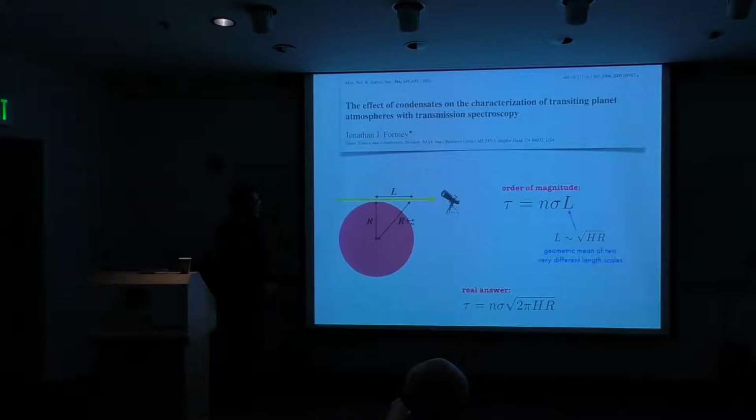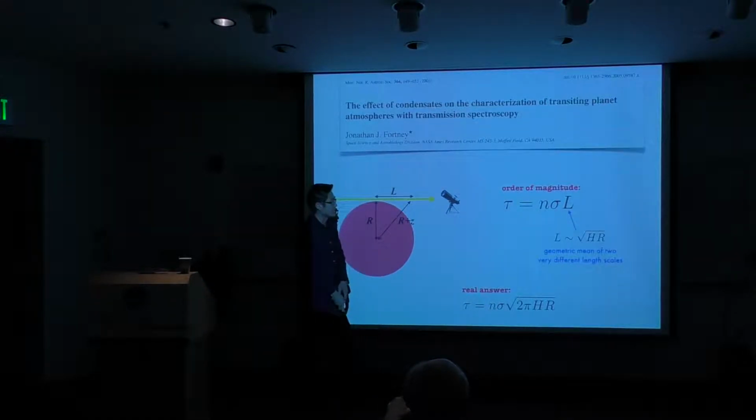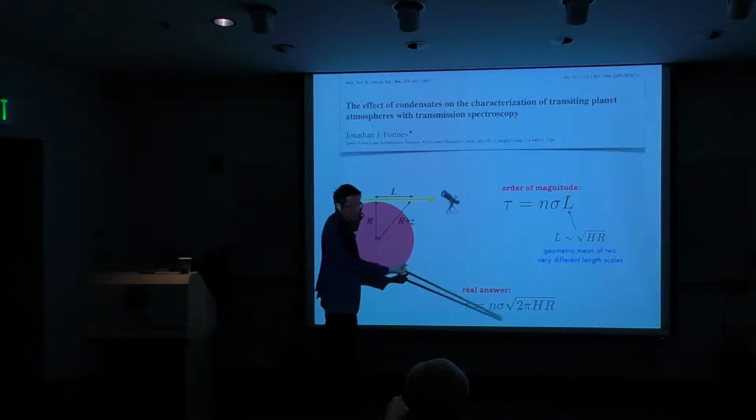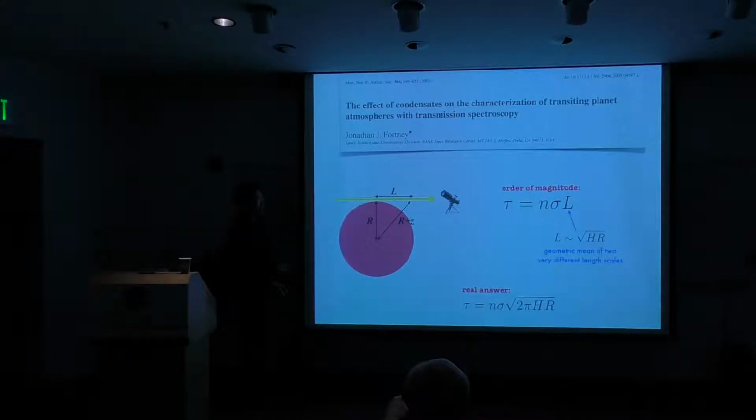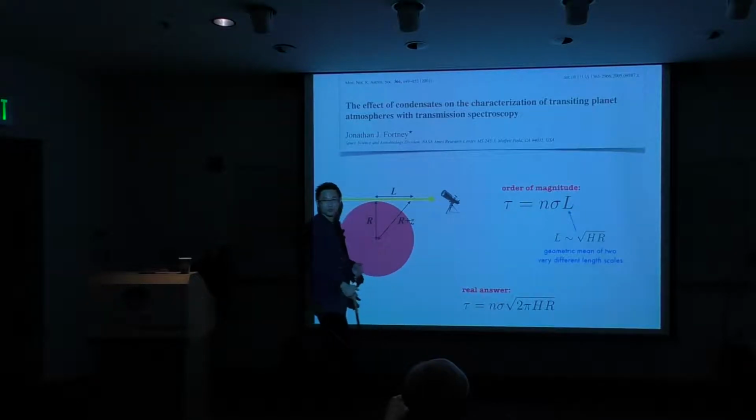So what happens when you have two quantities where one is much smaller than the other, you want to take the average. It's not the common sense mean, which is (h + r)/2. That's the arithmetic mean. It's the geometric mean, right? So you take the geometric mean of these two quantities, and that's your length scale. If you do it more carefully, which is the subject of this paper, you get an extra square root of 2π and all of the dependencies correctly. I forgot to say that this is the number density, the cross-section, the length. So you get the optical depth.